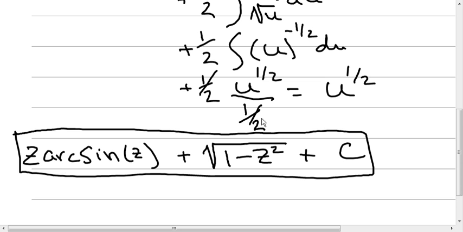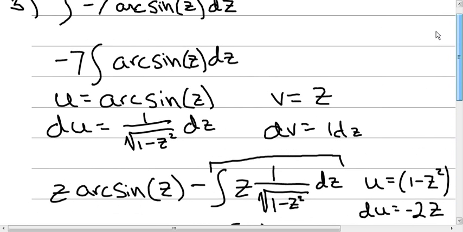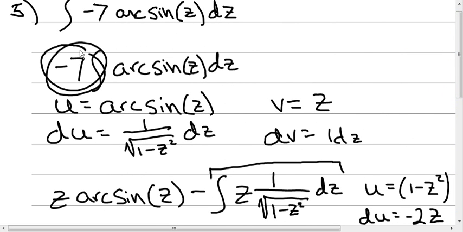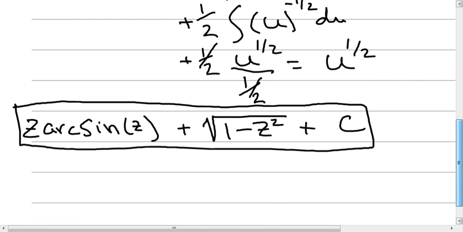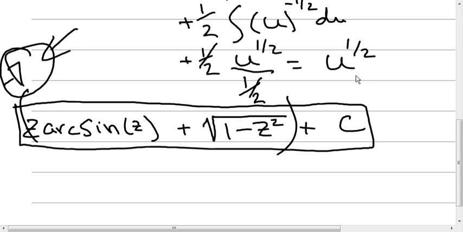Oh, wait a minute. I said this thing was silly, but it would have cost me a whole problem. I've got to take this and times it by -7. Don't forget that, like your old man just did. And then there's our solution.